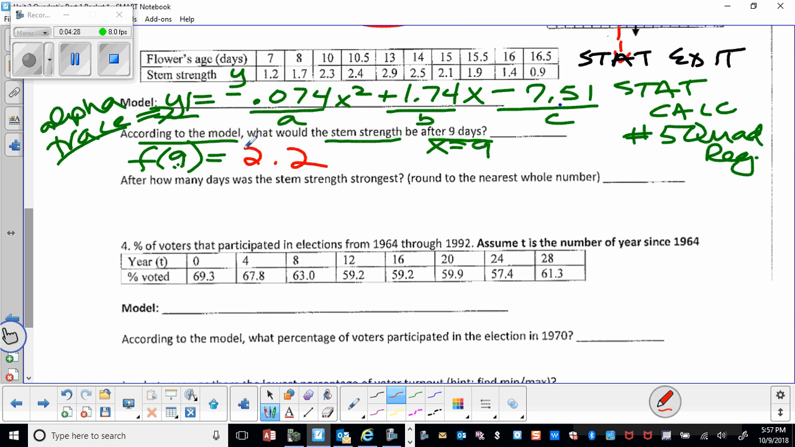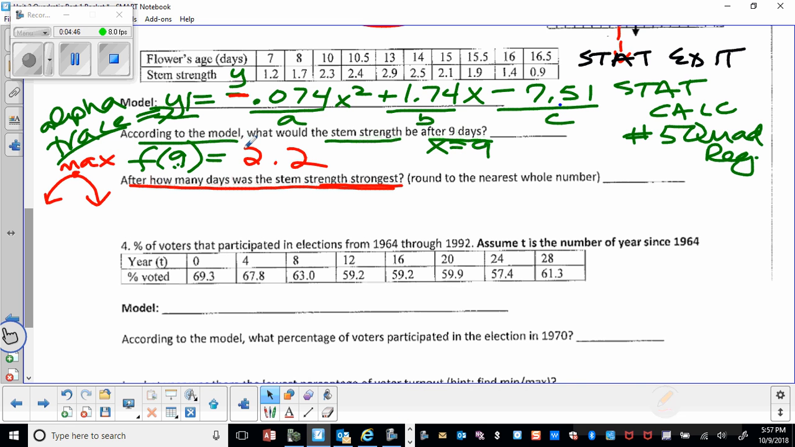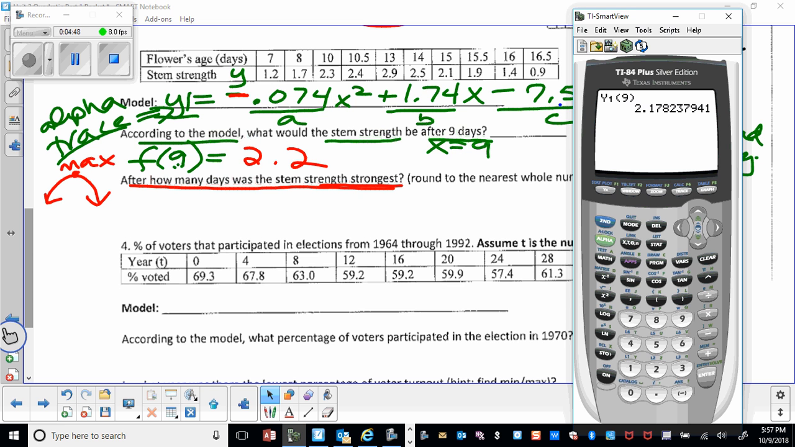Now it says how many days was the stem strength the strongest? So the strongest would be the max, right? It has a negative A value, so A is negative, so I know it goes like this, and this point up here, my vertex, is going to be a max. And I can look at that on my graph. Okay, let me make sure I've got the plot on. The plot is on, so I'm going to do zoom 9, and now I can see there is my curve of best fit. You can see it kind of goes in and out of most of my points.